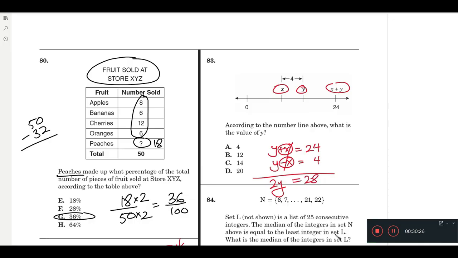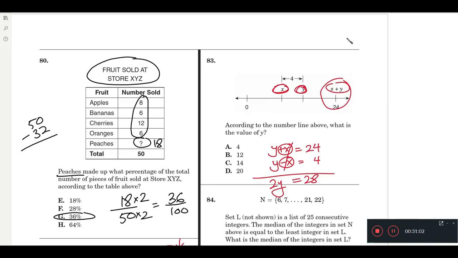Let me stop right here and let everybody grasp it. Take a look at it. What did I do? They said x plus y is equal to 24, and I wrote it as y plus x equal to 24. It's the same thing. And then y minus x: we know that y minus x is 4. Do you see these two equations? And then I just added them. I got 2y equal to 28.